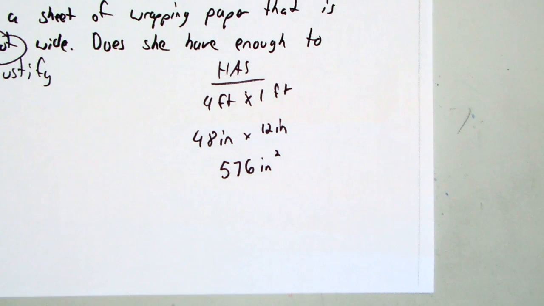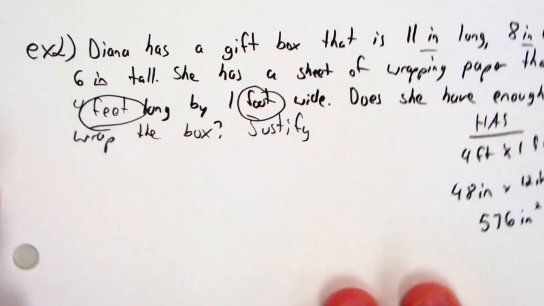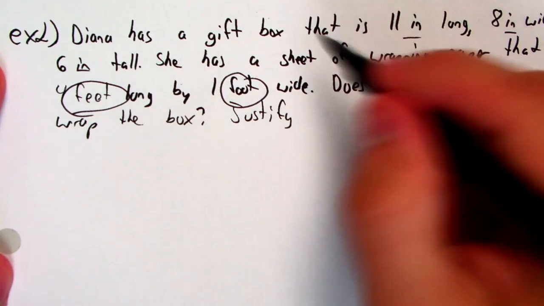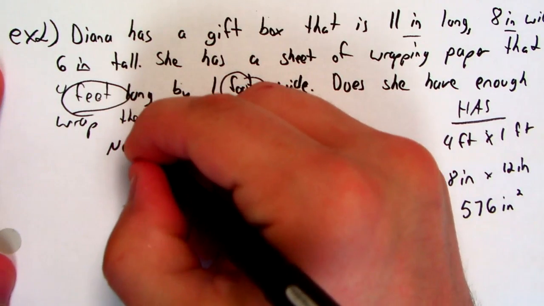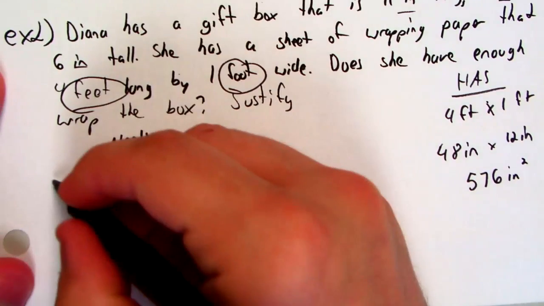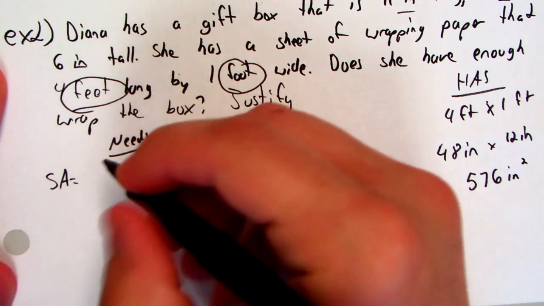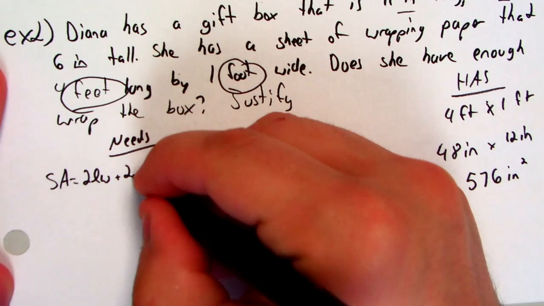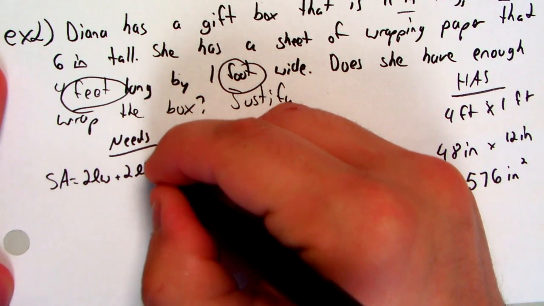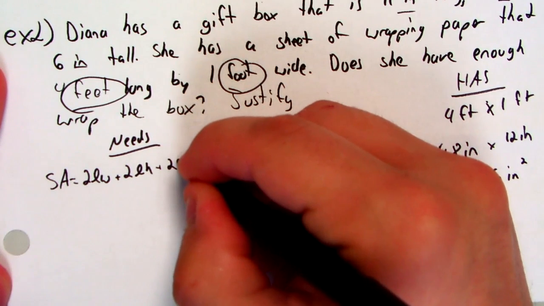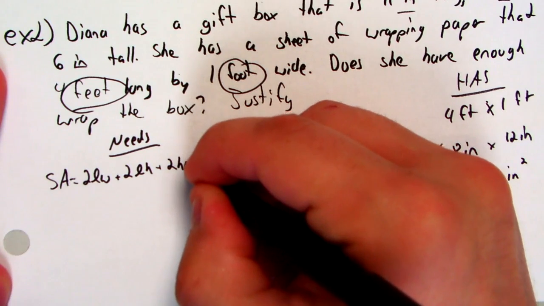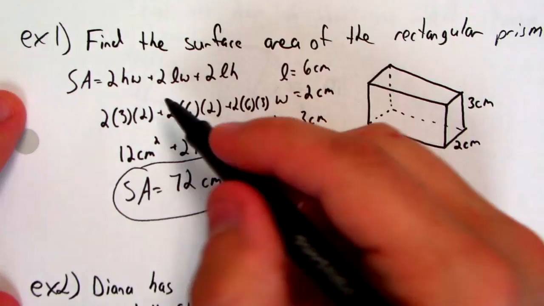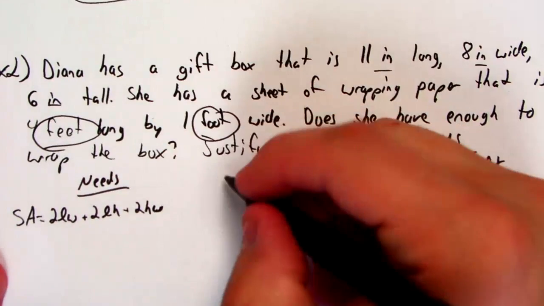All right, now let's talk about what she needs. So we're going to be looking at surface area again. 2LW plus 2LH plus 2HW. Now I know this is in the same order, but with adding it doesn't matter. So, length, width, and height.